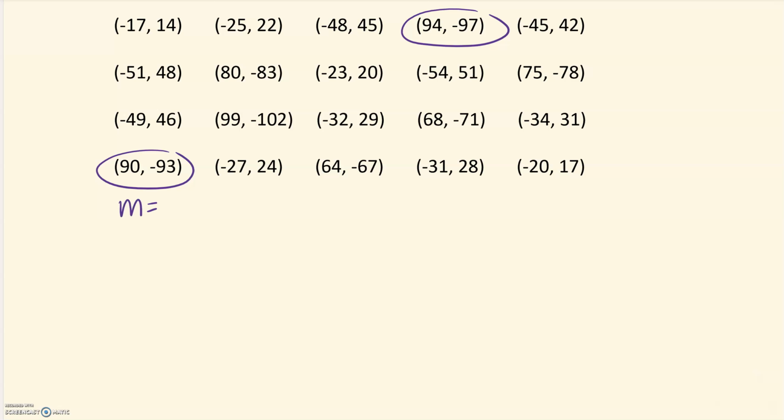So to find slope, remember m equals y2 minus y1 over x2 minus x1. So when I use my 90, negative 93, and my 94, negative 97, remember these ones are my x's, these ones are my y's.